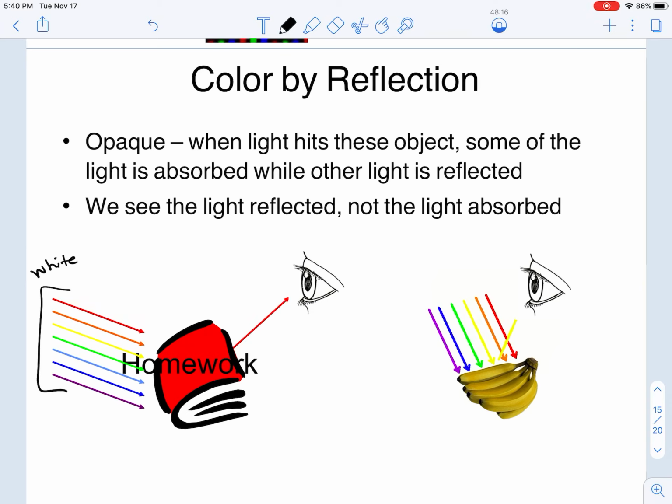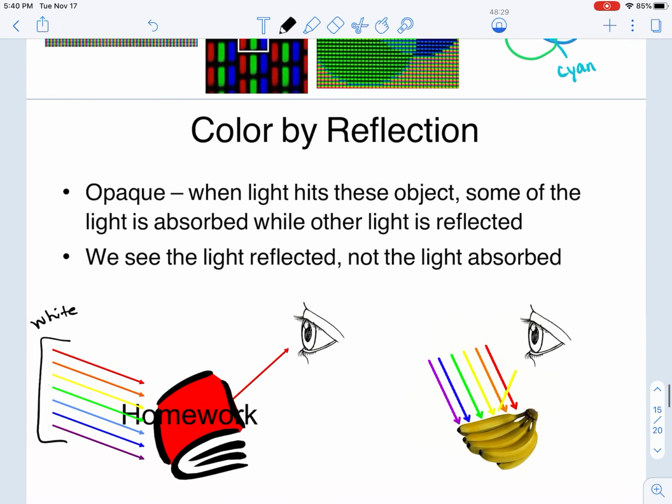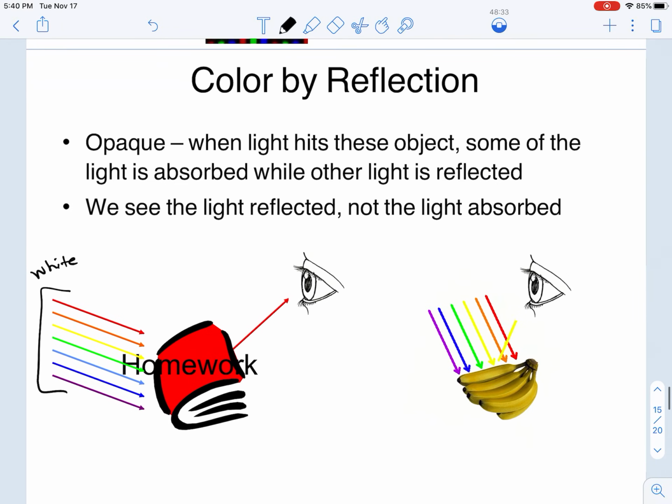So if I see the book as red, it's because red light is reflected and hits my eyeball. If I see the banana as yellow, it's because yellow is reflected and hits my eyeball, okay? Now, technically, our eyes are going to recognize red, green, and blue, but the idea here is whatever is reflected is the color that we see, okay?